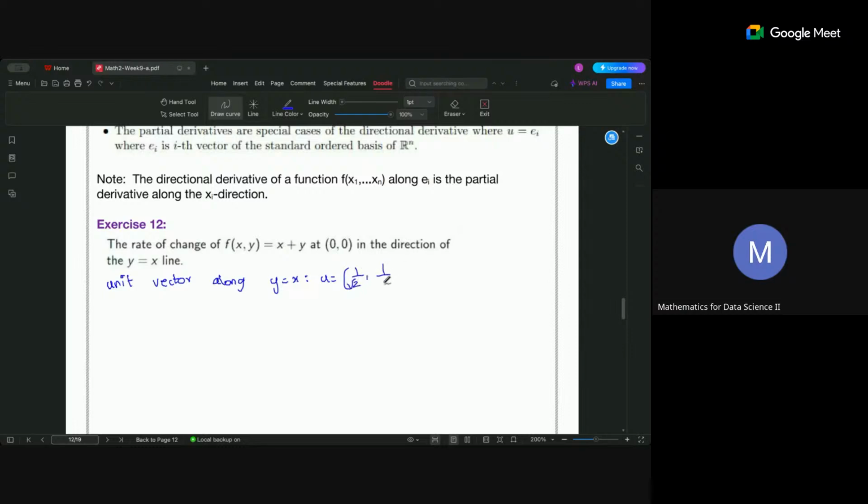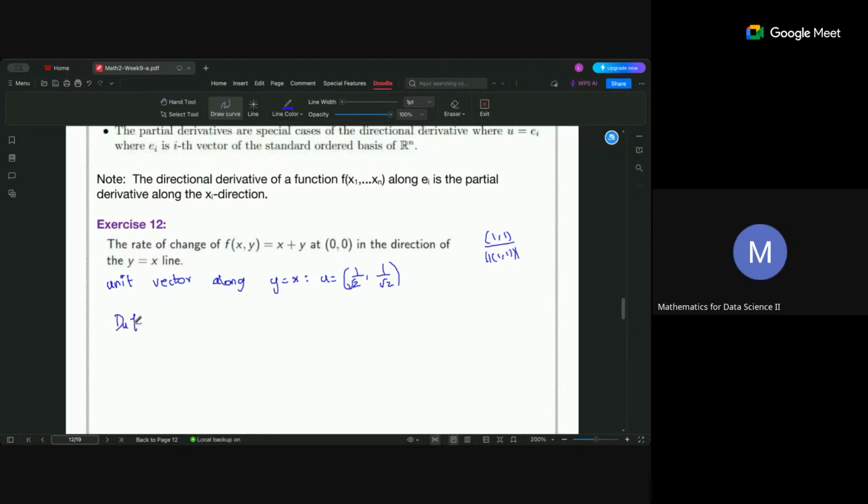Is that clear for everyone? How did we obtain this vector? Is it obvious to everyone? Divide with the norm, ma'am. Correct. You take any vector from y is equal to x, the obvious vector is (1, 1). Divide by its norm, you get (1 by root 2, 1 by root 2). So you take any vector from the line and divide by its norm, you get it. Now you have the unit vector. Once you have the unit vector, what is it that you need to do? You need to use the formula.